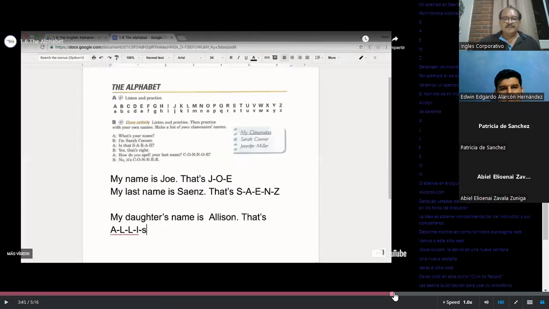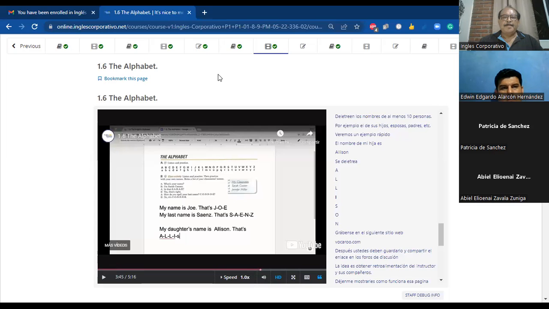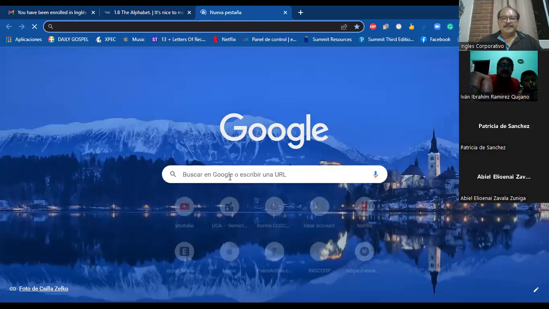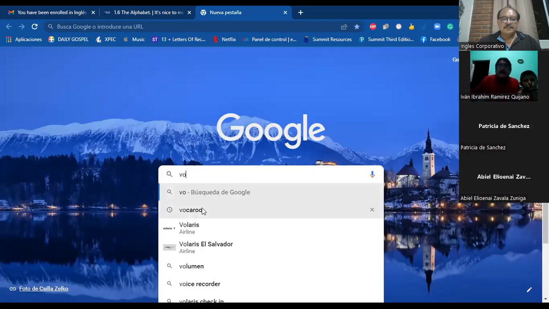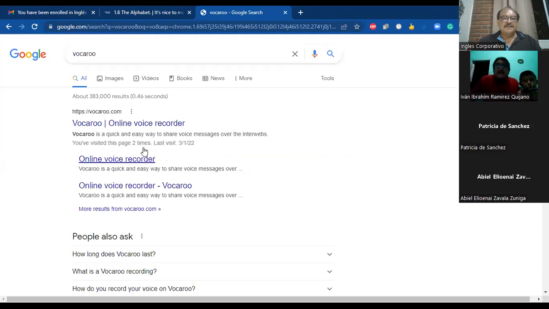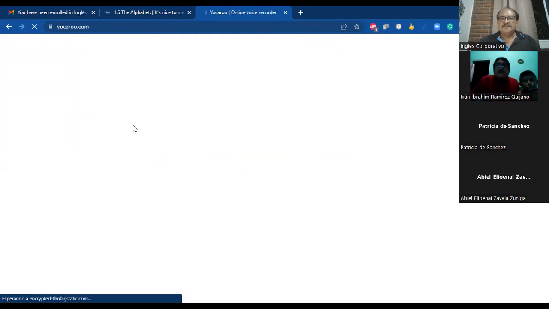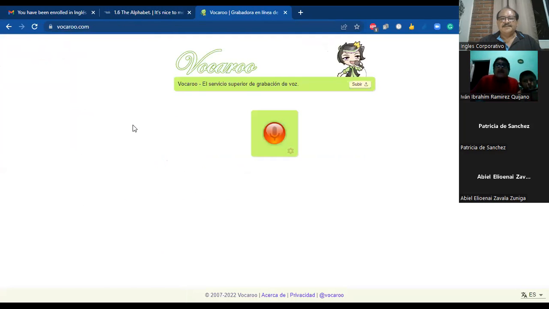¿Probaron con ese sitio web? ¿Nadie probó cómo funciona? Todavía no, teacher, hasta mañana me voy a ingresar a ese. Es aquí, mira, aquí solo tienen que poner Bookroo. Es el primero que está acá. Right, ahí están. Entonces, así como me apareció aquí, les va a aparecer a ustedes. Le dan clic y comienza la grabación.